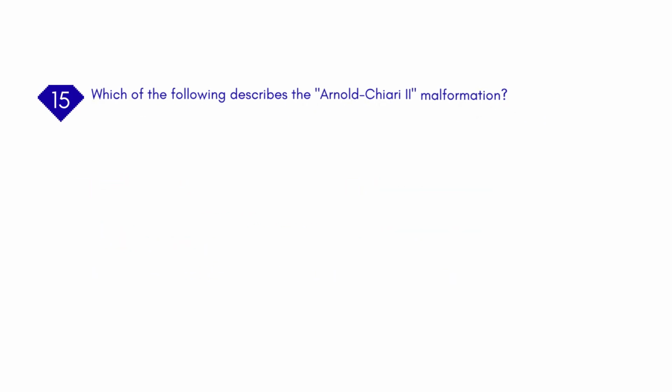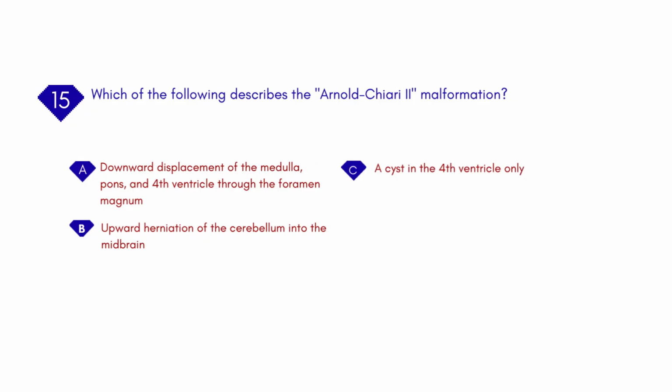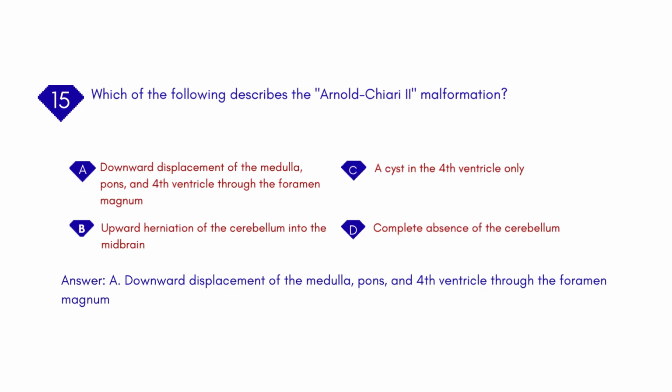Which of the following describes the Arnold-Chiari-2 malformation? A. Downward displacement of the medulla, pons, and fourth ventricle through the foramen magnum. B. Upward herniation of the cerebellum into the midbrain. C. A cyst in the fourth ventricle only. D. Complete absence of the cerebellum. Answer: A. Downward displacement of the medulla, pons, and fourth ventricle through the foramen magnum.